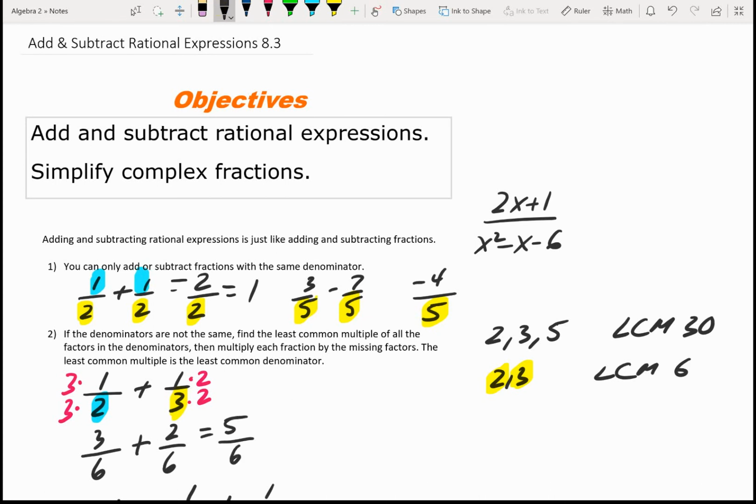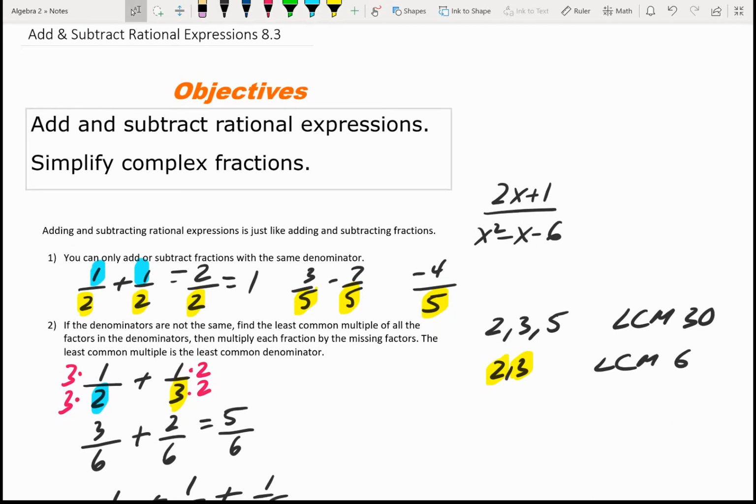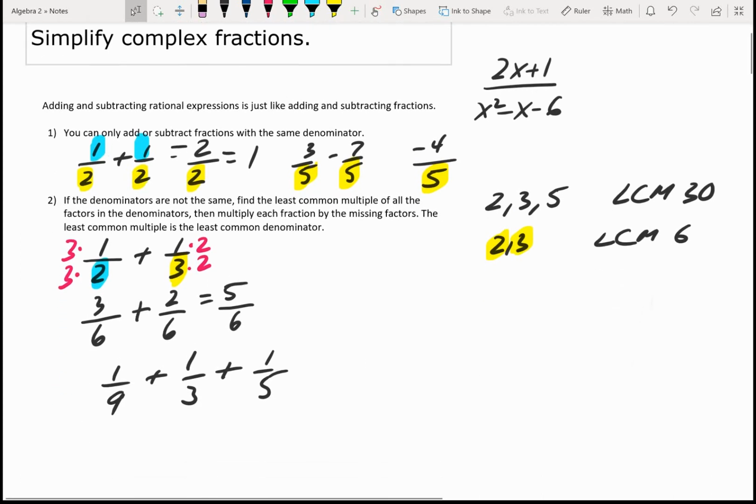So again, if the denominator is not the same, find the least common multiple of all the factors in the denominator, then multiply each fraction by the missing factors. The least common multiple in that example included the 2 and 3. The 1/2 was missing the 3 in the denominator, and the 1/3 was missing the 2. Let's look at the next example.